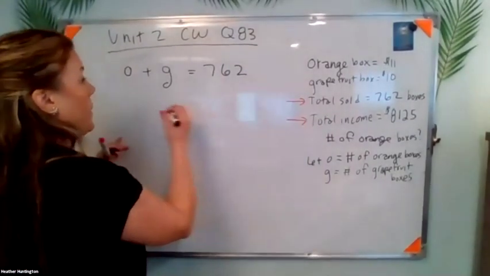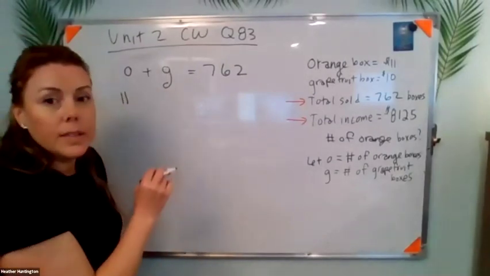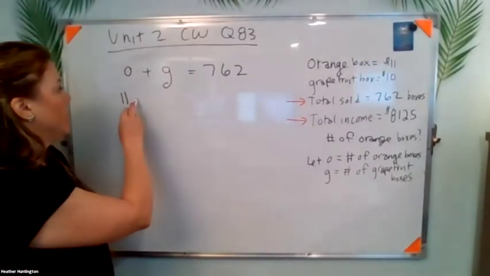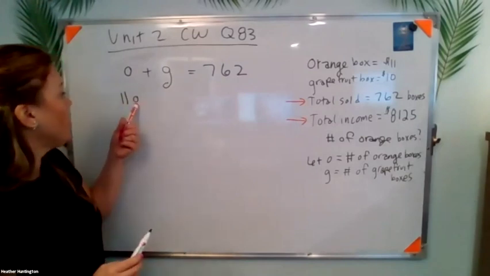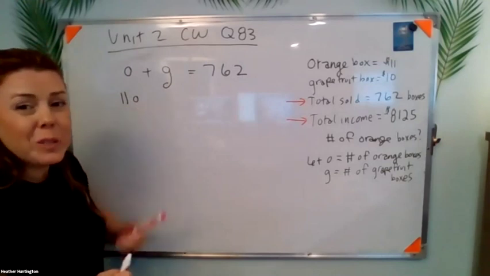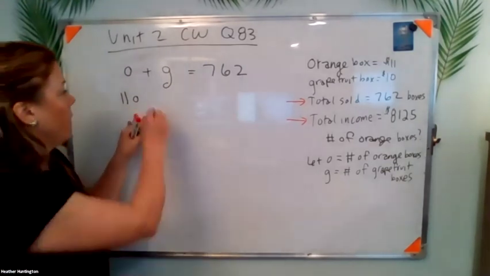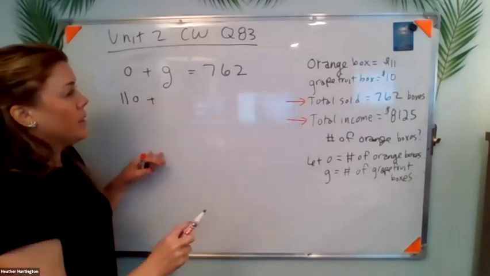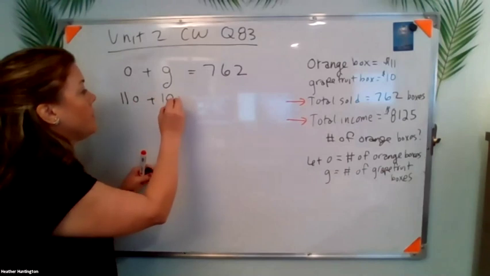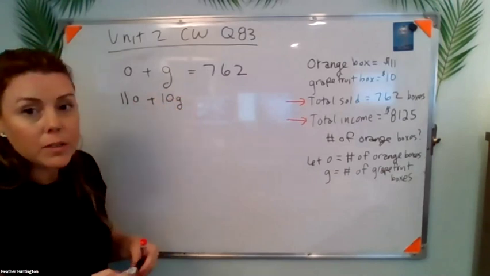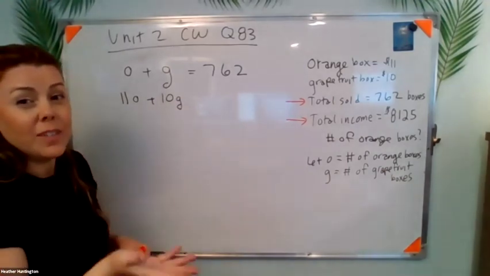So the income from the orange boxes will be 11 times the number of orange boxes sold. If you sold 1 orange box, you get 11 bucks. If you sold 2, you get 22. If you sold 3, you would get 33 bucks. Now the total income from just grapefruit boxes, $10 times the number of grapefruit boxes you sold. If you sold 3, it's 3 times 10. If you sold 5, it's 5 times 10.